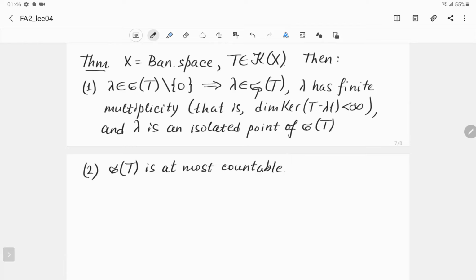So briefly, this theorem states that the spectrum of a compact operator consists of at most countably many non-zero isolated points, which are actual eigenvalues of finite multiplicity, and 0, which is not necessarily an eigenvalue, not necessarily isolated, but it's the only point in the spectrum which is not necessarily an eigenvalue.